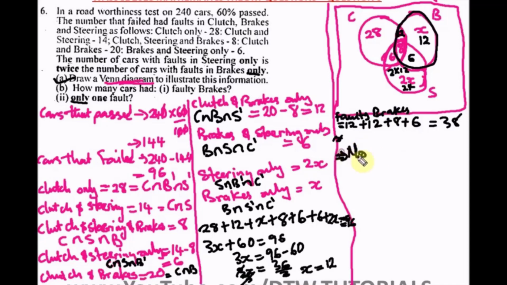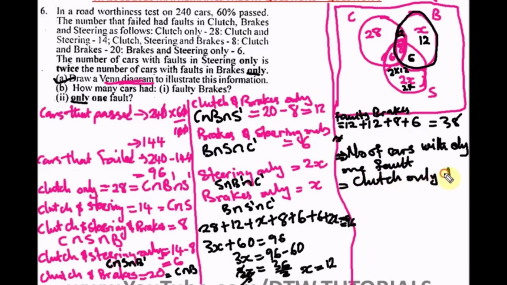The number of cars with only one fault will be equal to clutch only plus brake only plus steering only. What is clutch only? From our statement here, clutch only is 28.